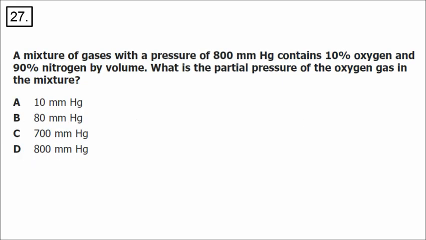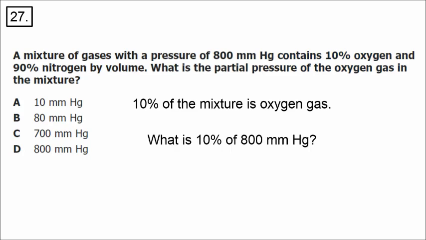Number 27. A mixture of gases with a pressure of 800 millimeters of mercury contains 10% oxygen and 90% nitrogen by volume. What is the partial pressure of the oxygen gas? Since 10% of the mixture is oxygen gas, what's 10% of 800 millimeters of mercury? Well, 10% of 800 is 80, so the correct answer is B.